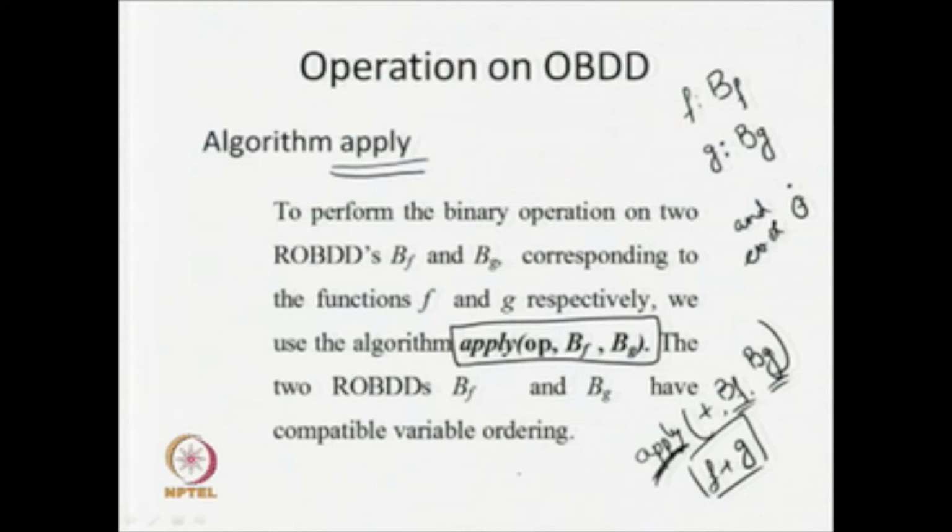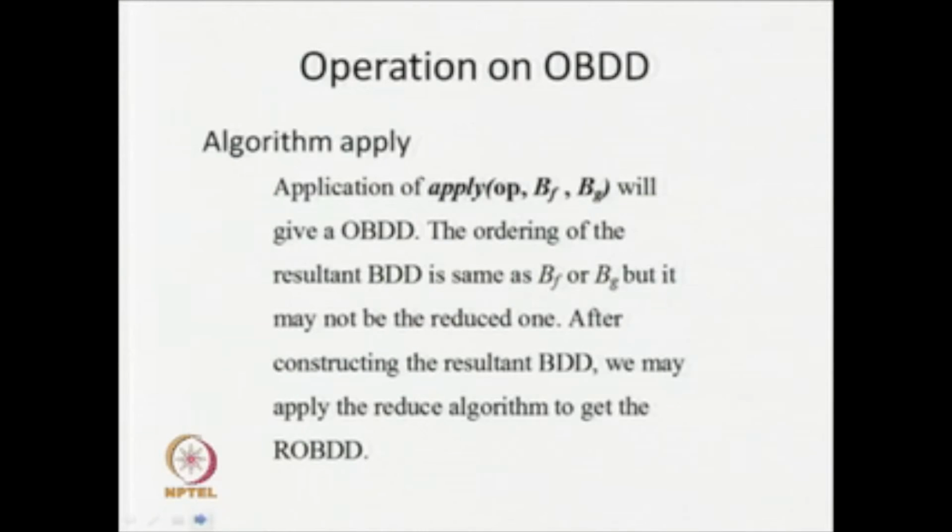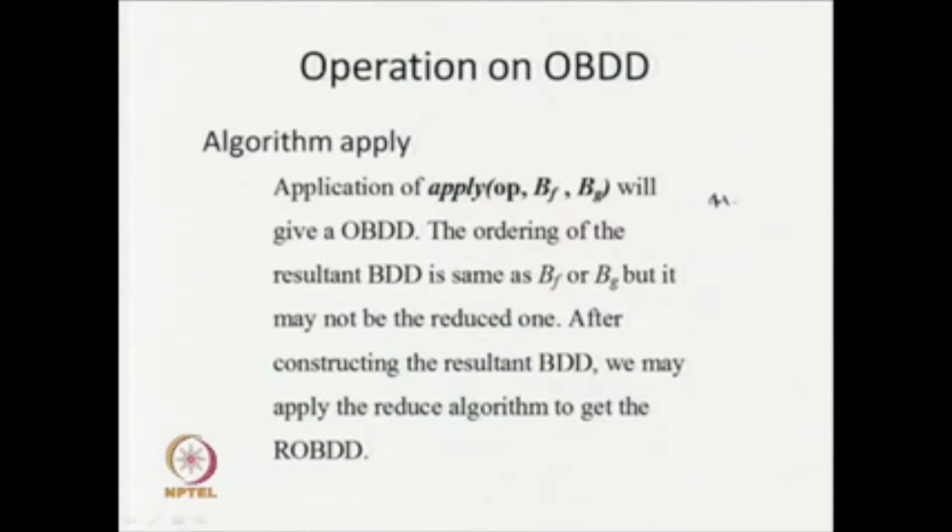Now, while I am talking about f, g or BF, these are BDDs. So, these are ordered binary decision diagrams, and these two binary decision diagrams must have compatible variable ordering. So, what does it mean? In case of compatible variable ordering, both the BDDs must have the same variable ordering. That means, if one has the variable ordering x1, x2 up to xn, then both BF and BG should follow this same variable ordering.